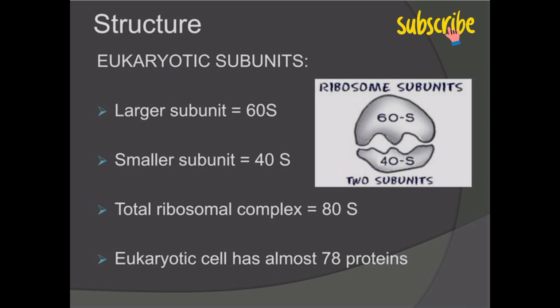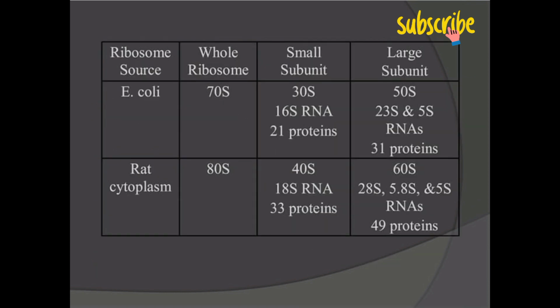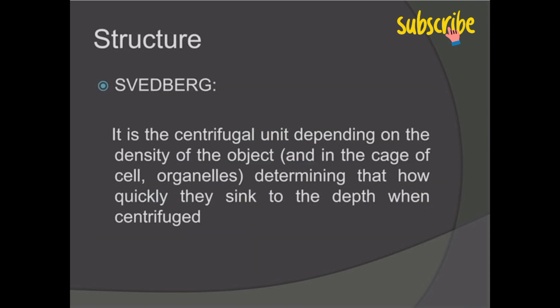So the eukaryotic ribosome has almost 78 proteins. For example, in E. coli, the whole ribosome is 70S, while the small subunit is 30S and the large subunit is 50S. The small subunit is composed of 21 proteins, the large subunit of 31 proteins. While in rat cytoplasm, which is a mammal, the whole ribosome is 80S, the small subunit is 40S and the large subunit is 60S. The small subunit has 33 proteins, while the large subunit has 49 proteins.